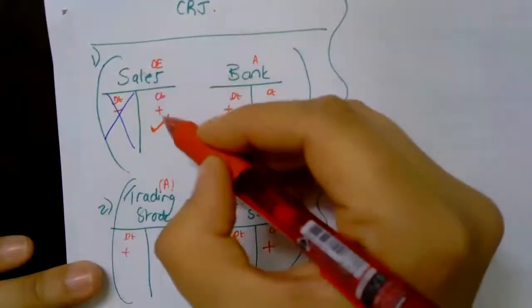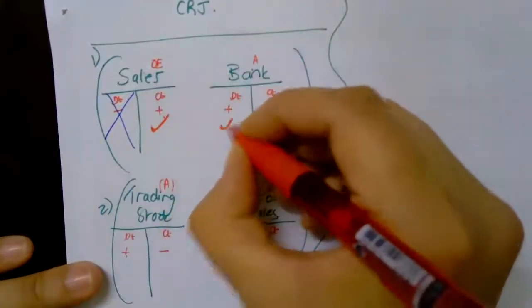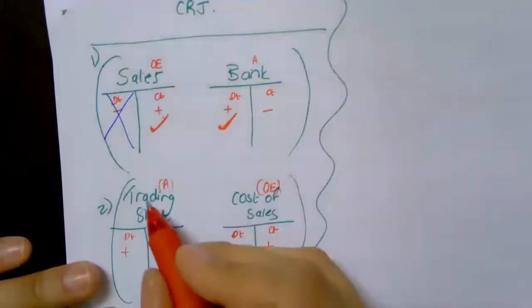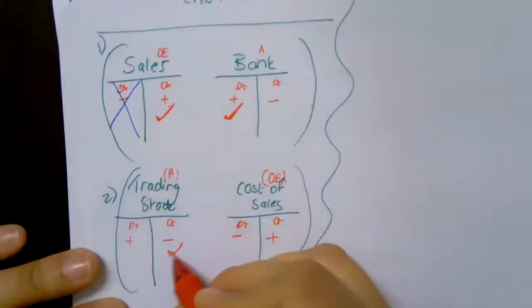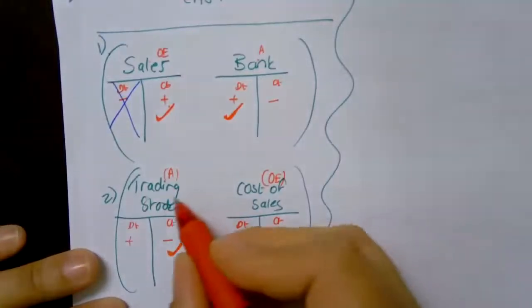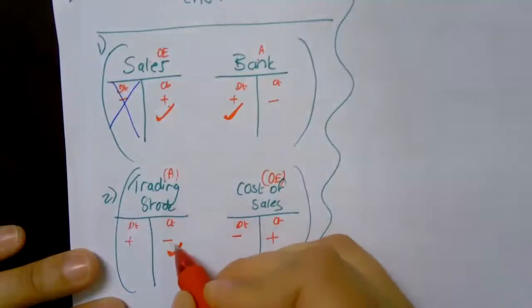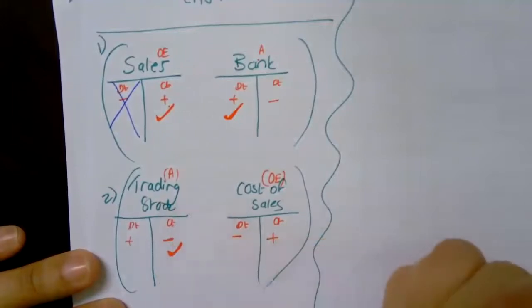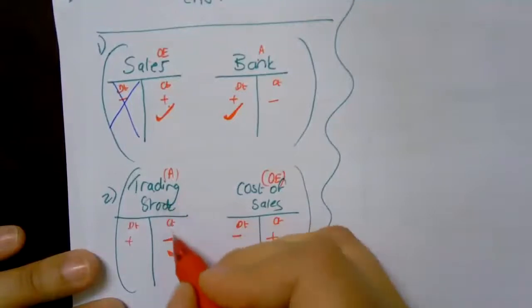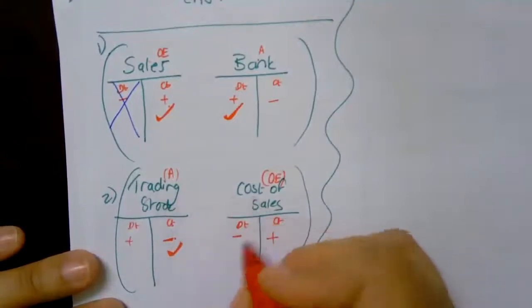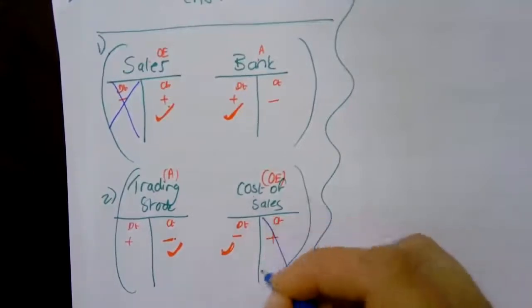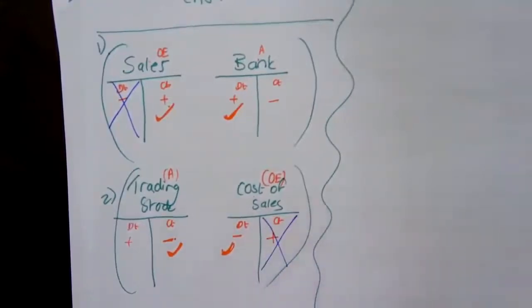If sales is credited, bank is debited. It's true in any case because bank receives money when you sell. When you sell, your trading stock decreases, because the person that buys it from you takes it home with him. So you do not have this trading stock on the shelf anymore. So your trading stock decreases. If trading stock is credited, then cost of sales is debited. And we know that cost of sales is never an income.